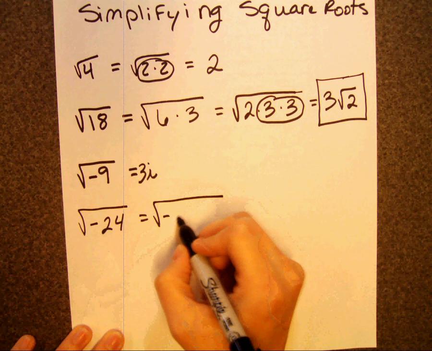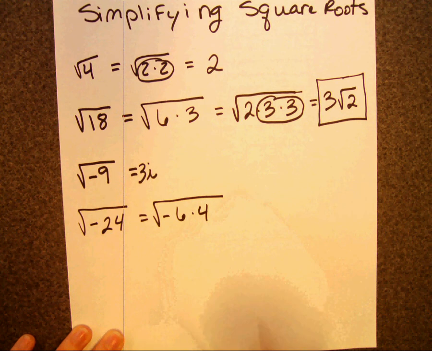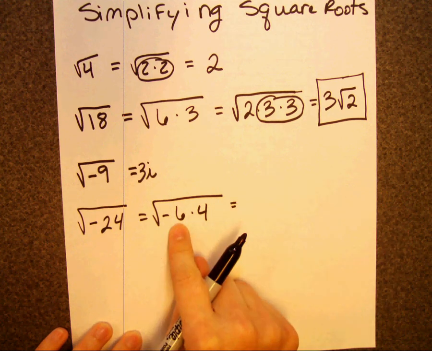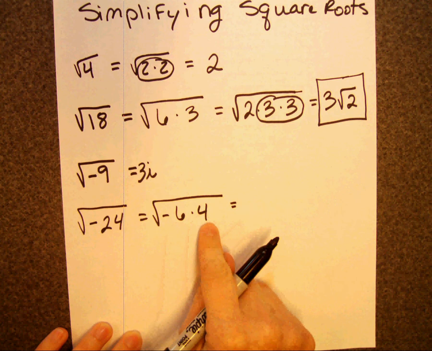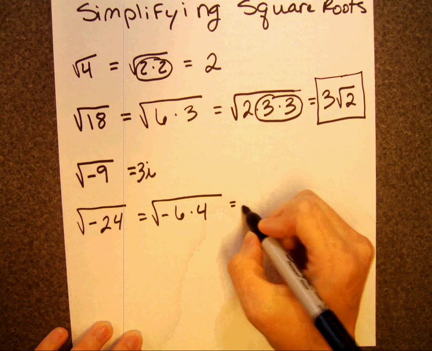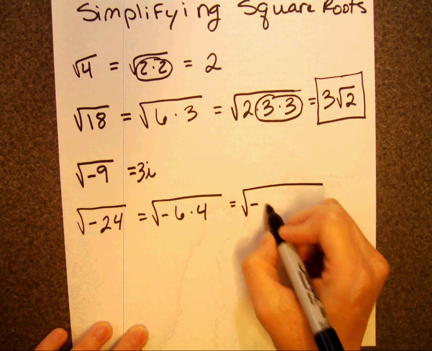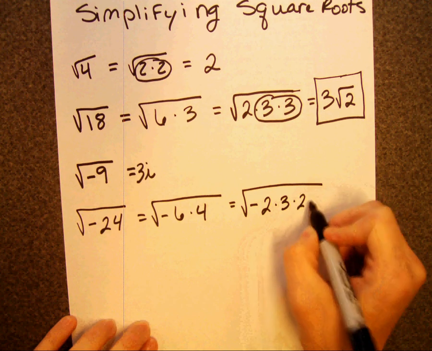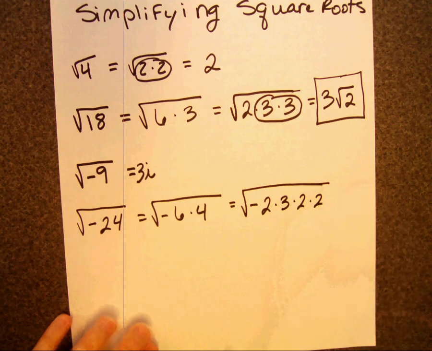I know 6 times 4, and you could use any other one, 12 and 2, 8 and 3, as long as you just continue to break it down. 6 breaks down into 2 and 3, and 4 breaks down into 2 and 2. So I can write this as negative 2 times 3, that gives me 6, and then 2 times 2, that gives me 4. I'm going to look for my pairs.